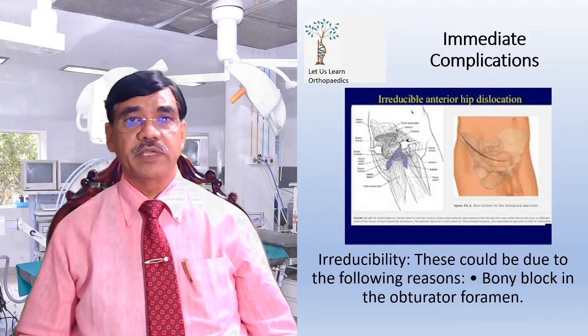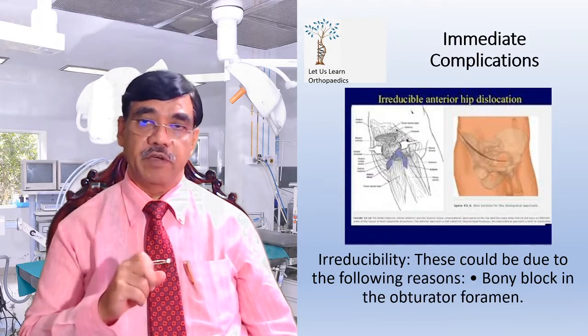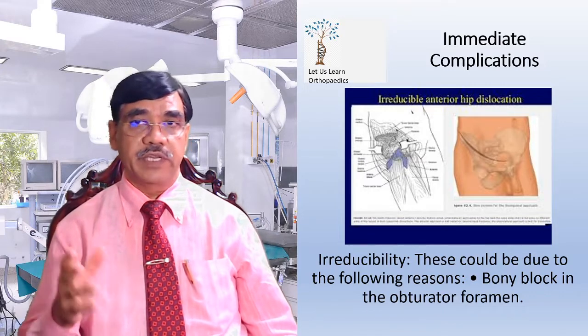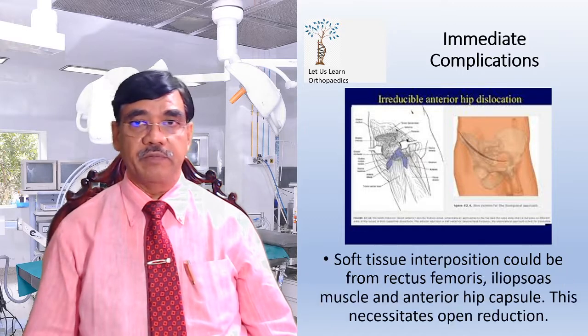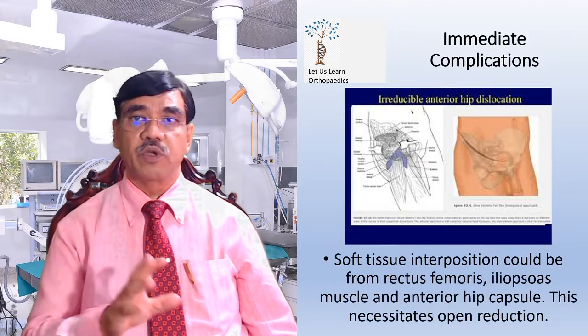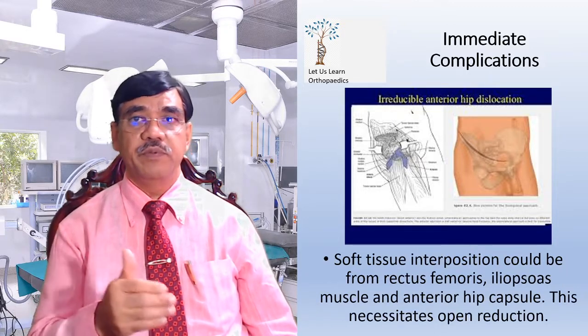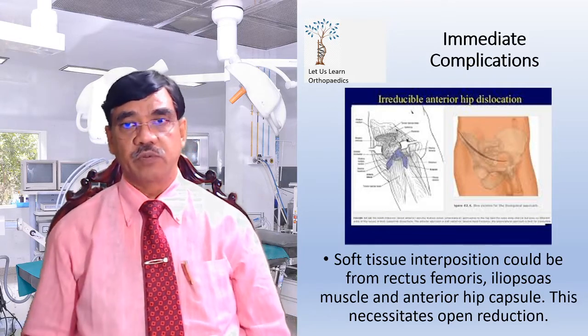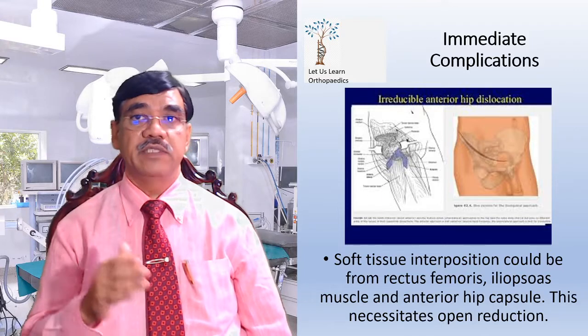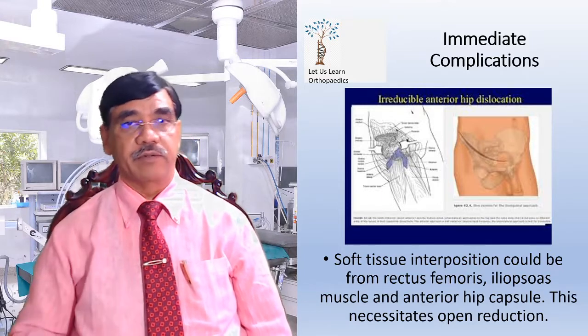The second complication is irreducibility. Now this could be due to the following reasons. 1. Bony block in the obturator foramen. 2. Soft tissue interposition, maybe from the rectus femoris or the iliopsoas muscle or the anterior capsule. Now this will always necessitate open reduction.